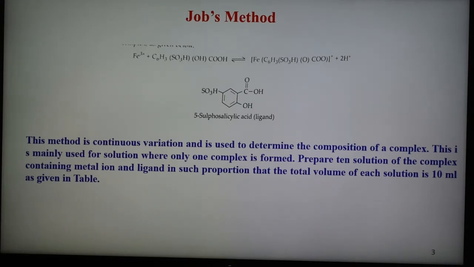This method is continuous variation and can be used to determine the composition of the complex as well as the stability constant of the complexes. This method is used for solutions where only one complex is formed. For this determination of composition of the complex, we have to prepare 10 solutions containing the metal ion and the ligand in proportion, and the total volume of the solution we have to keep at 10 ml. This composition, that is the ratio of metal to ligand, is shown in this slide.